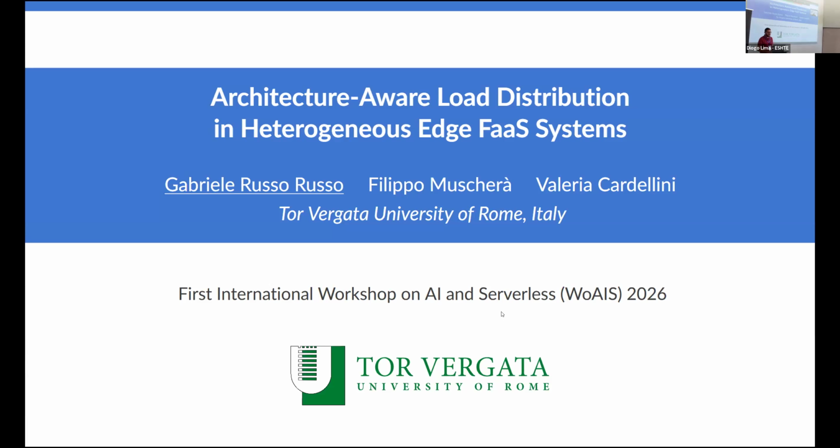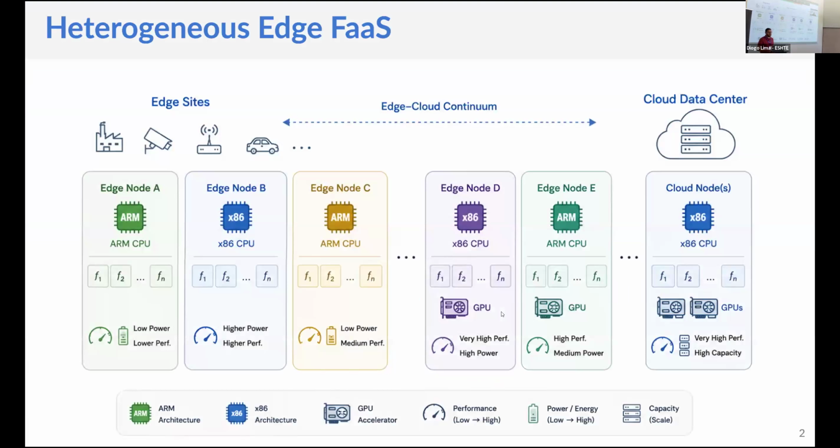I'll actually be telling you about some ongoing work we have been doing on architecture-aware load distribution in heterogeneous edge FaaS systems. Our work is motivated by two related trends. One is that the function as a service paradigm is increasingly adopted at the edge of the network, beyond traditional cloud data centers. At the edge, you have to face the additional challenge of constrained resource capacity, so you cannot accommodate the entire workload at the edge.